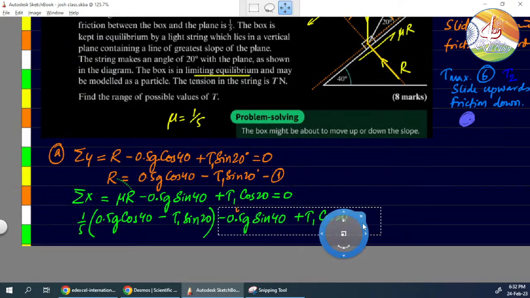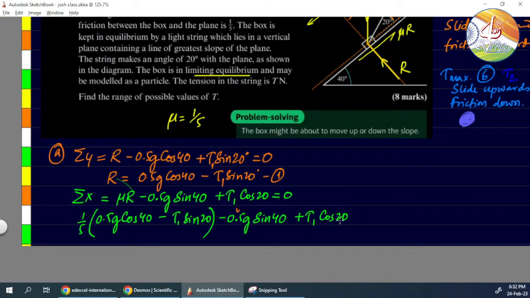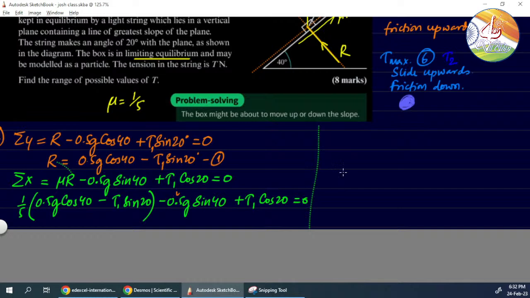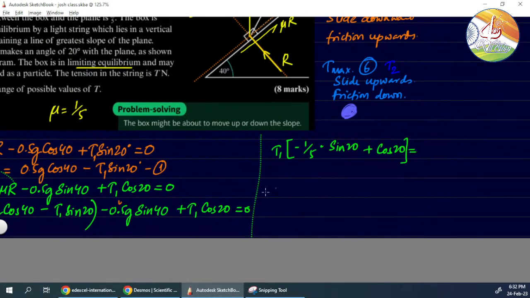Okay, remaining equation as it is. So this total is equal to 0. So now we just solve it. So t terms, keep it on one side. What do we get? T terms, we get minus 1 by 5 sine 40, sine 20. From this we get this much, and from this we get plus cos 20. Correct? Yes. Send all the constant terms to the other side.